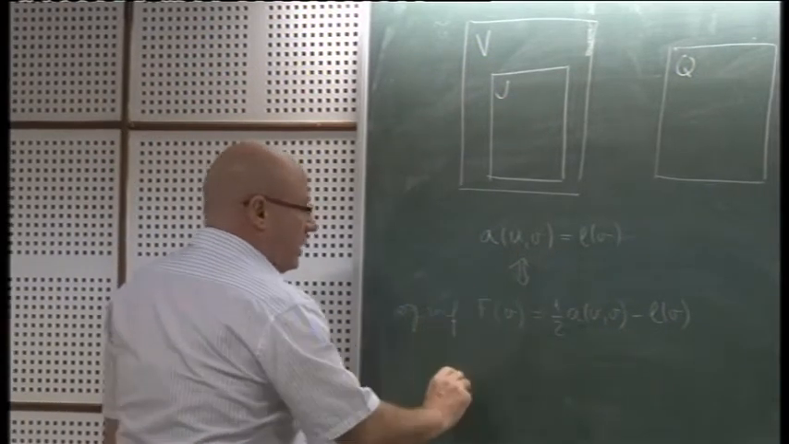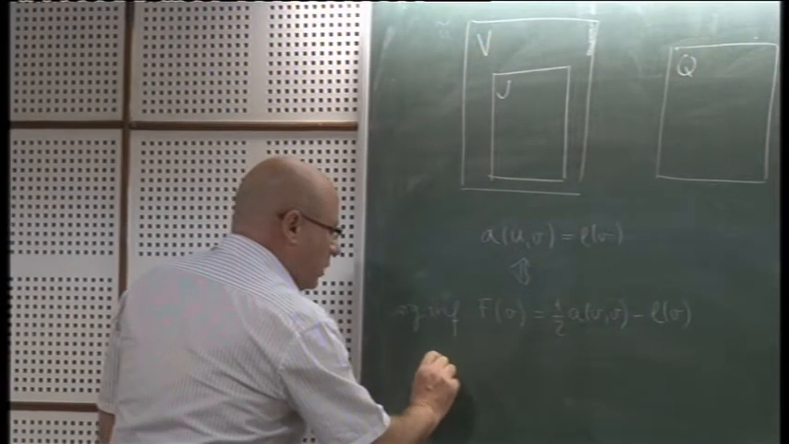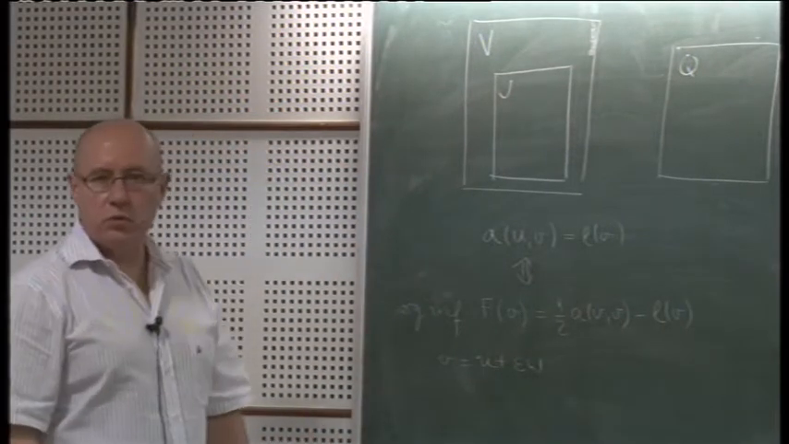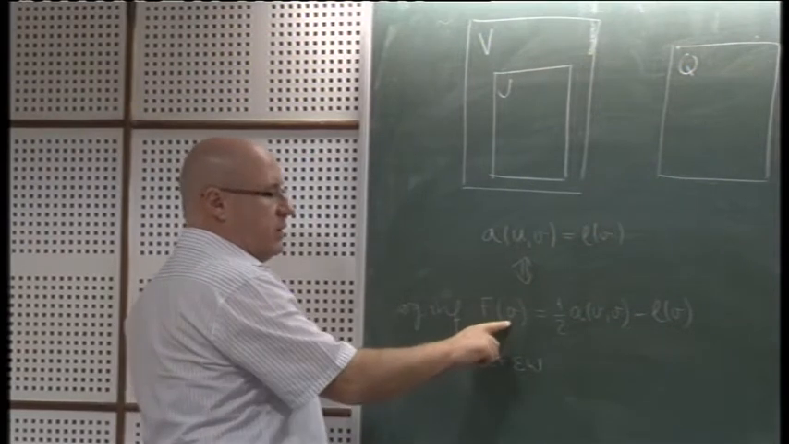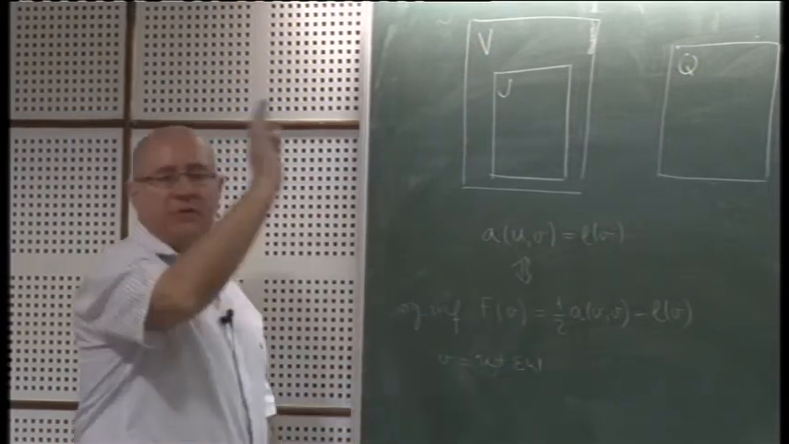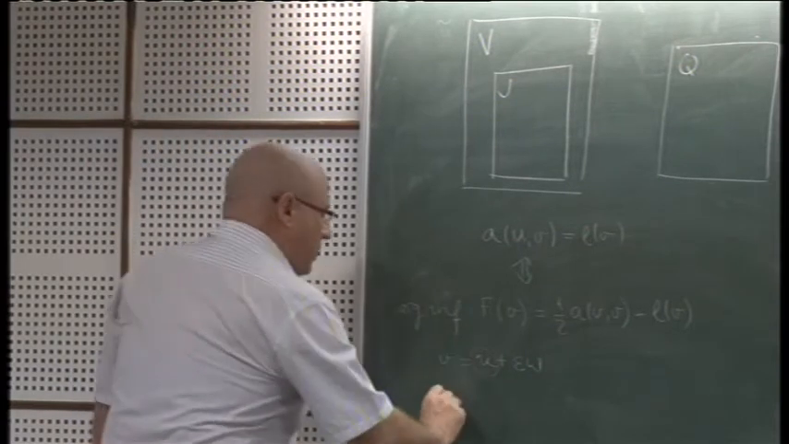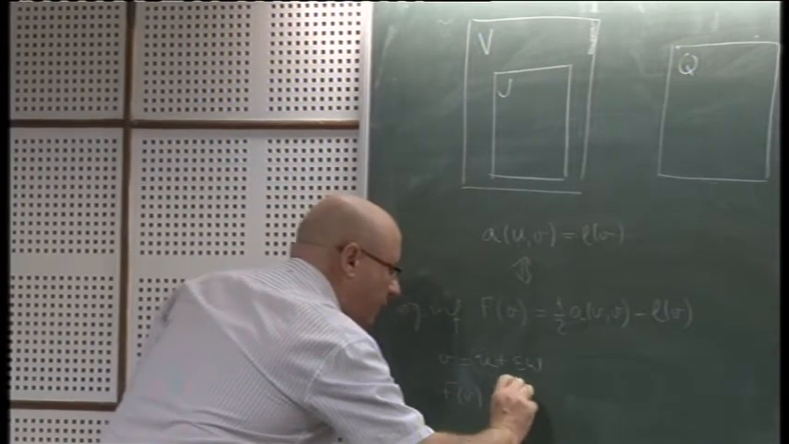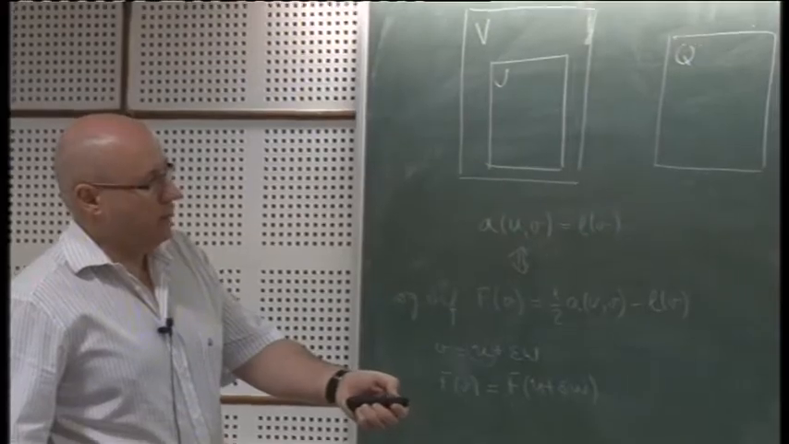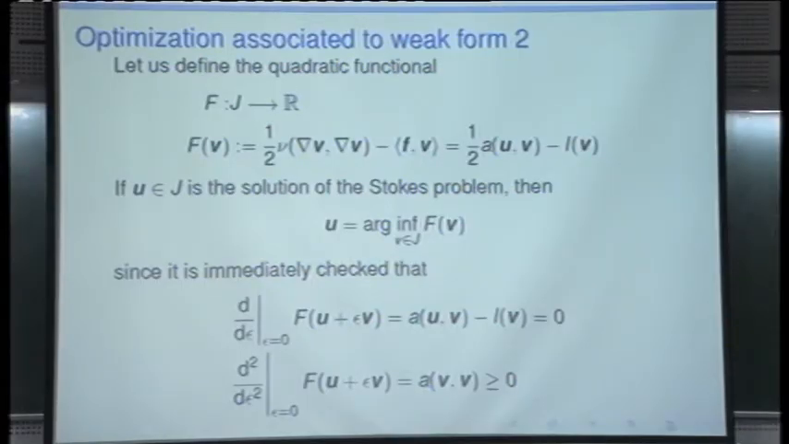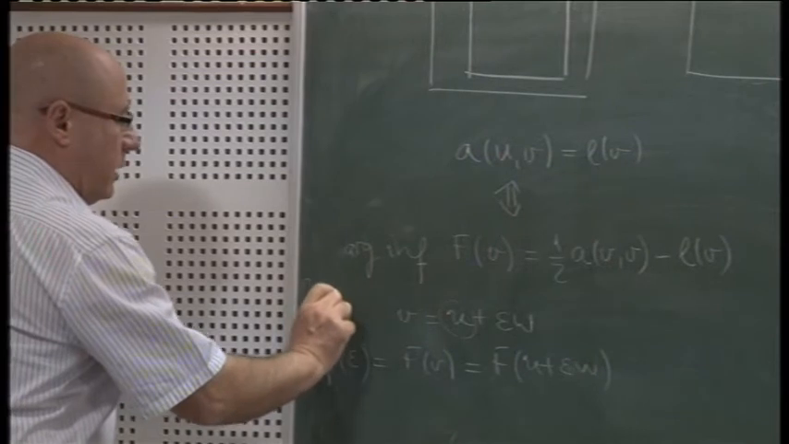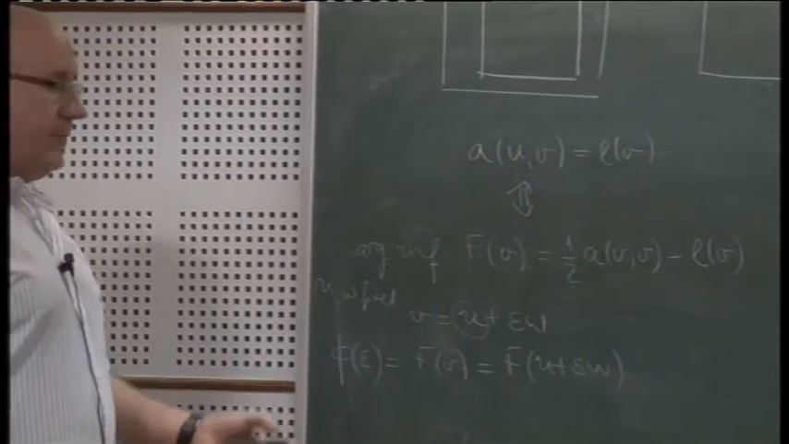Let me take an arbitrary function v of the form, the solution to that problem plus epsilon w. Let me call it w to avoid confusions. Let me take the arbitrary function v as the solution u to this problem plus epsilon times an arbitrary function w. Then F(v) equals F(u plus epsilon w). Be careful because I used v again here instead of w. But F(v), which is this, is a function that I can call a function of epsilon. Once u and w are fixed, this is a function of epsilon.